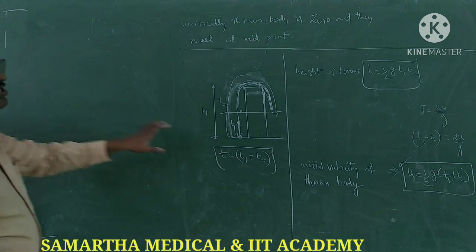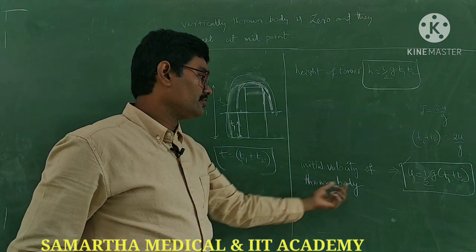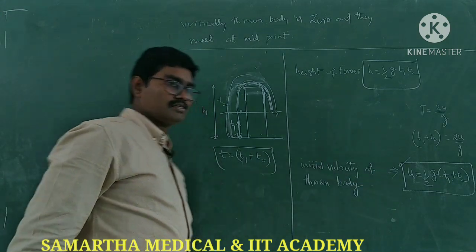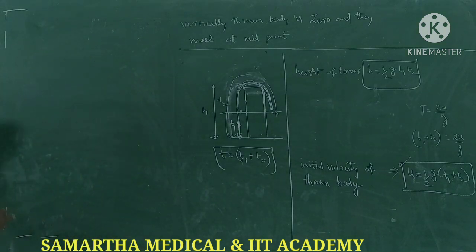See, that is the initial velocity of the thrown body. u is equal to half g into (t1 plus t2). Next, what is the height of the tower? You got h is equal to half g t1 t2.